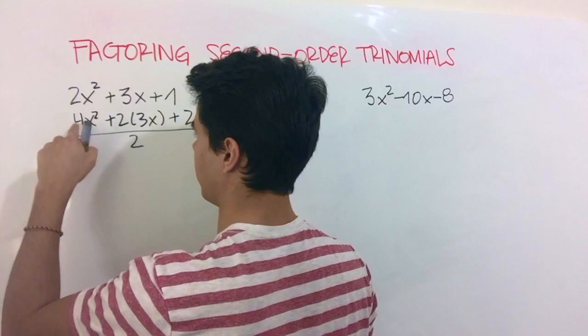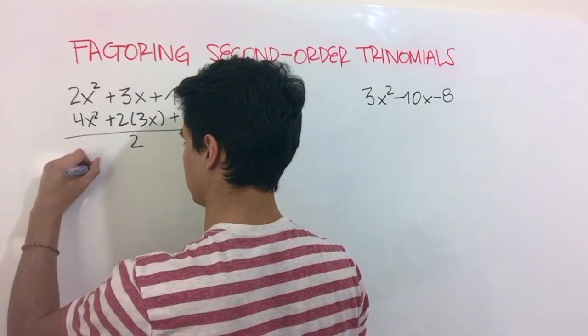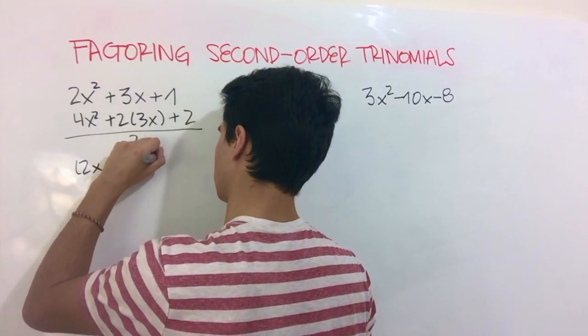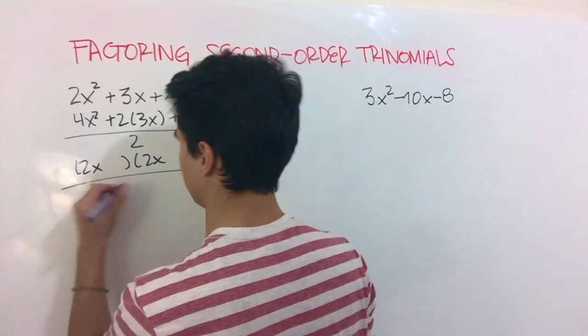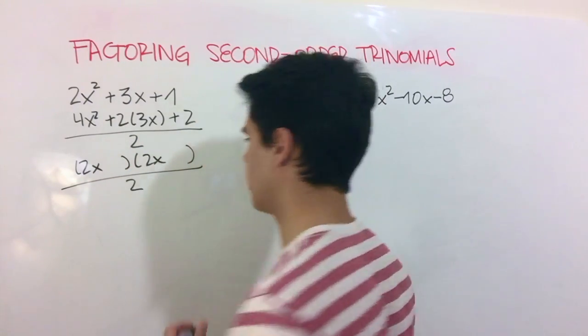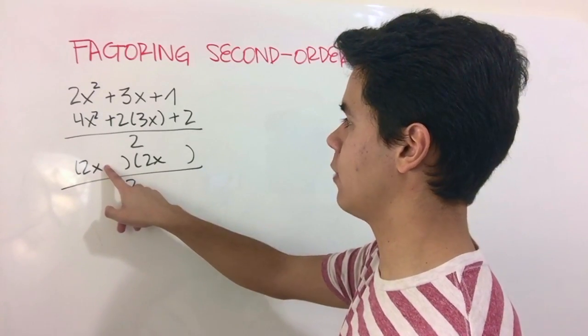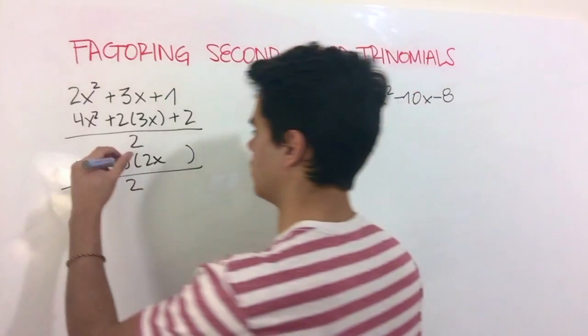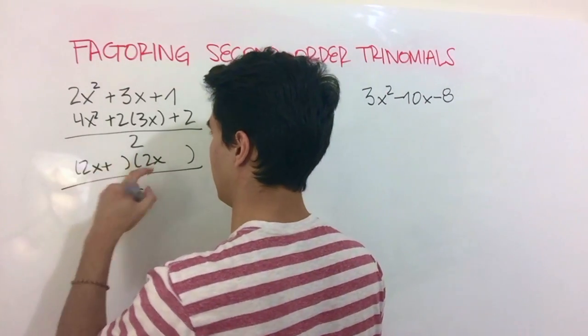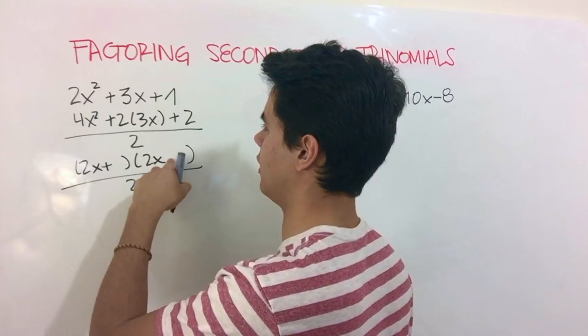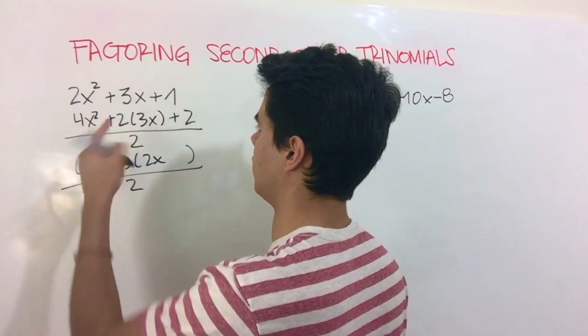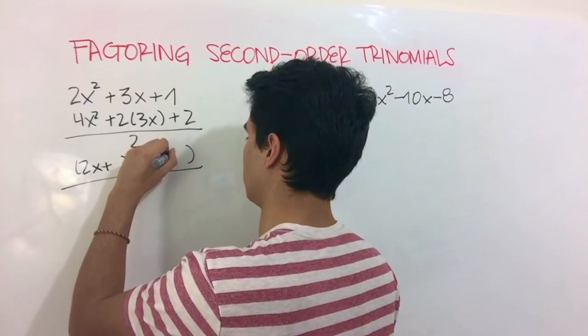Now let's just follow these steps that we followed before. The square root of 4x squared is 2x, so 2x. And we cannot forget to divide everything by 2, okay? Now let's take care of the signs. The sign that we're going to put here is the same as this term, so it's just a positive sign. And the sign that we're going to put here is the product of the signs that we have here. Positive times positive is going to give us a positive number.